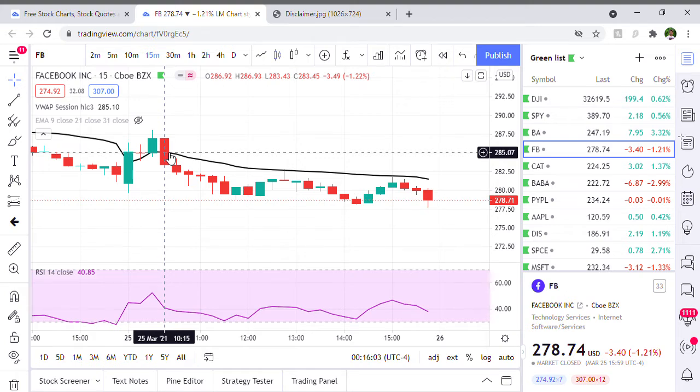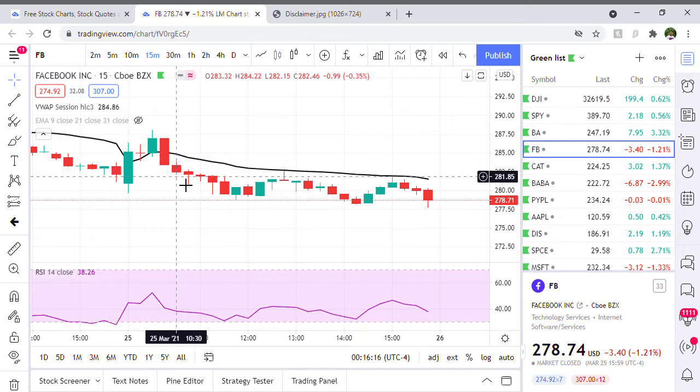What I actually need, as per my previous video, is a complete candle below the VWAP. So this is my candle. This particular candle is totally below the VWAP. The wick or the body of the candle did not touch the VWAP and it is fully below the VWAP. So this particular candle is where I'm planning to start my bearish trade for Facebook.